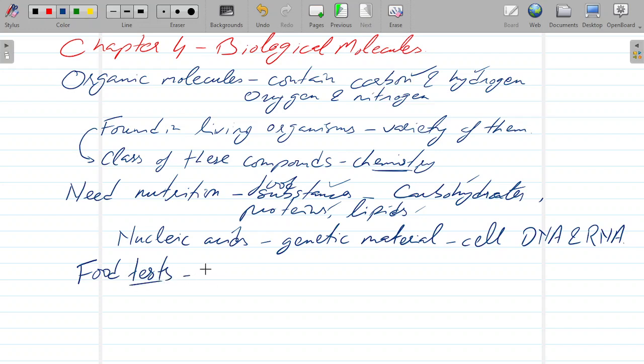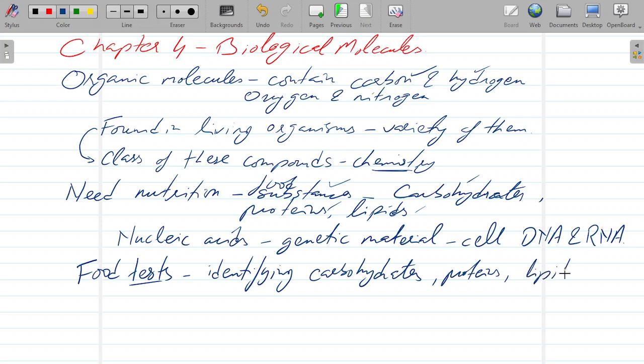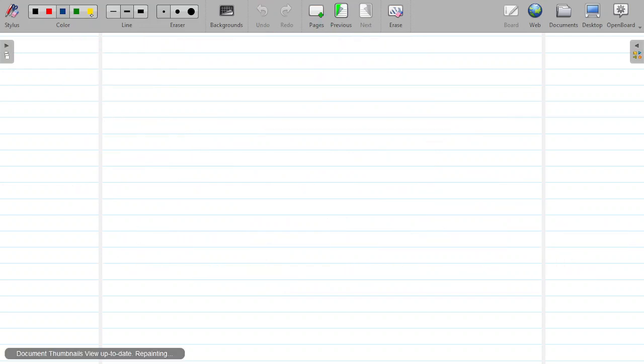So how to identify whether a sample that's given to you contains either of these. Because nucleic acids aren't the food. Nutrition part is for the carbohydrates, proteins, and lipids. So identifying carbohydrates, proteins, lipids. And let's start obviously with carbohydrates.